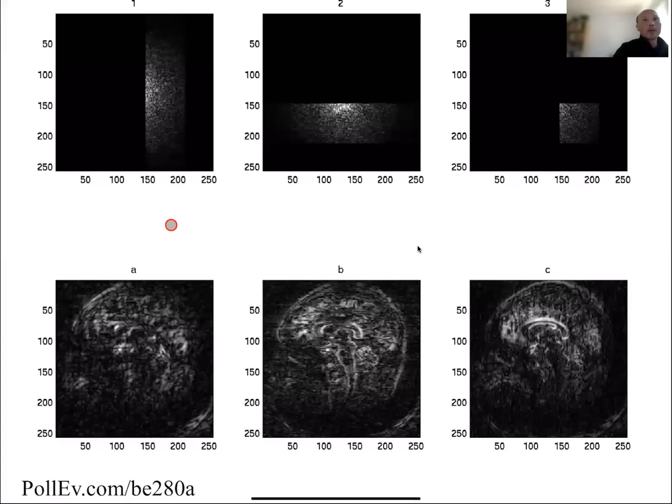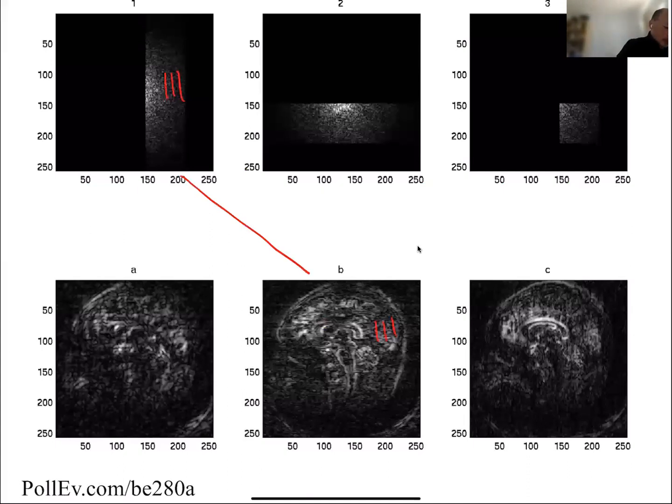Okay, so it looks like Yuan-Chuan, you responded 1C, 2B, 3A. So let's look at that. One has information along this direction, so it's going to have edges like that, right? If we look at what would correspond most to edges like that, it would be this one. This has edges like that. So I think one would probably go with B, okay?